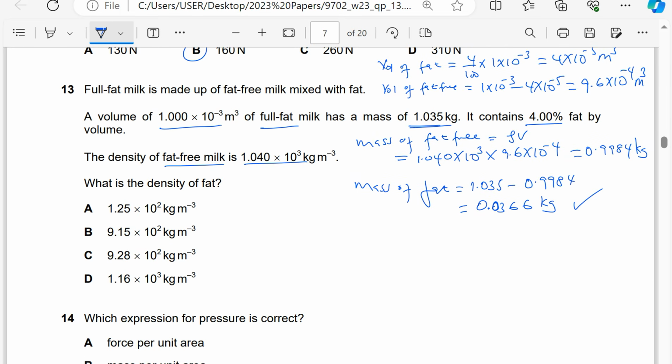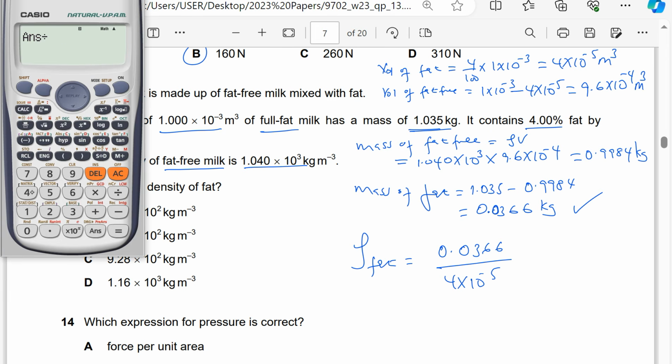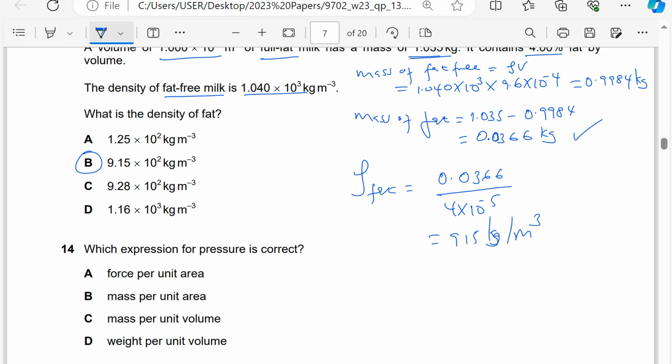So I now know the mass of fat. I know even the volume of fat. So I can find the density of fat, which will be the mass, 0.0366 kilograms, divided by the volume of fat, which is 4 times 10 to the power of minus 5. So I'll just divide this, which is 915 kilograms per meters cubed. So the answer is going to be B, 9.15 times 10 to the power of 2 kilograms per meters cubed.